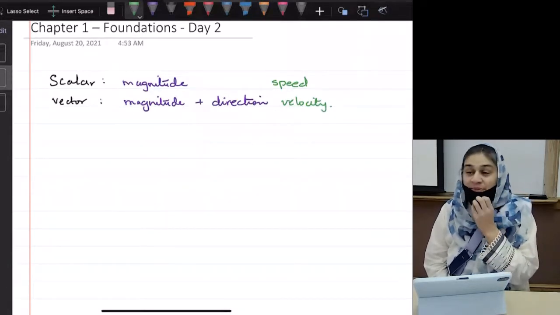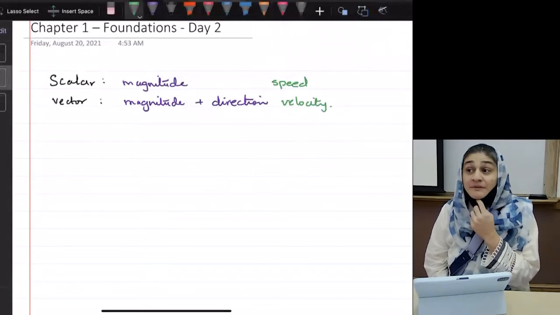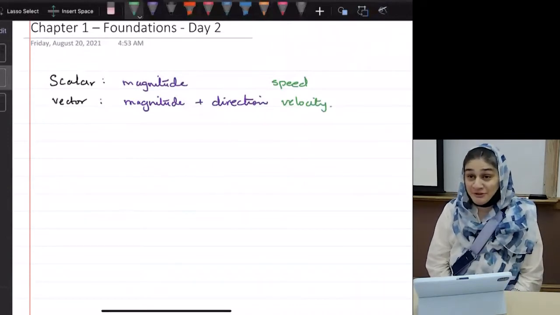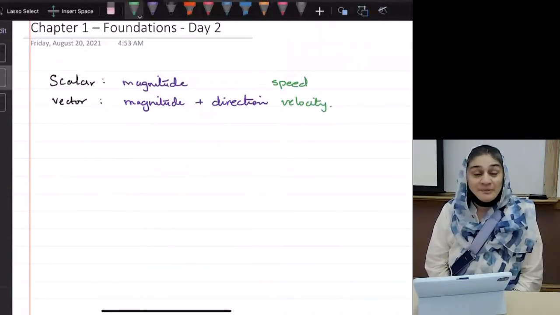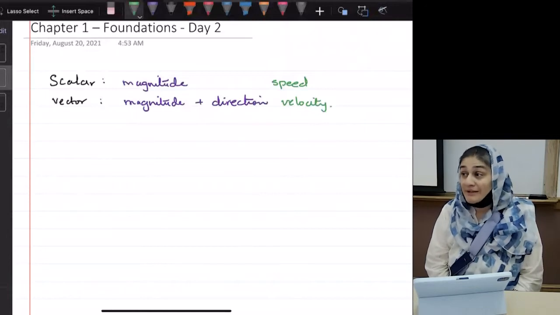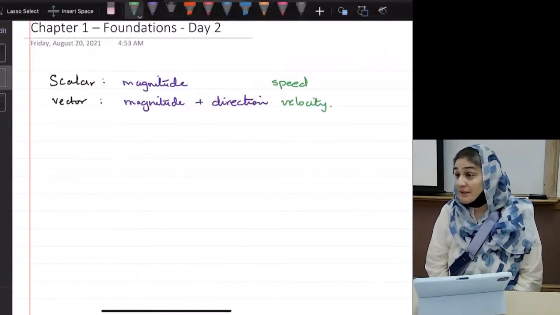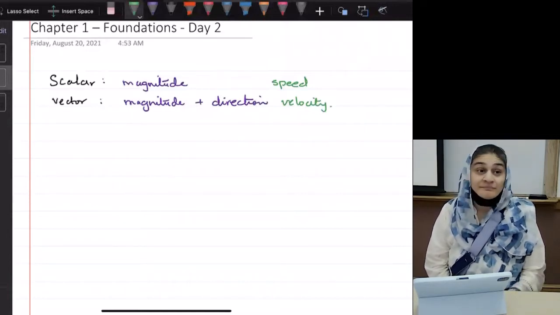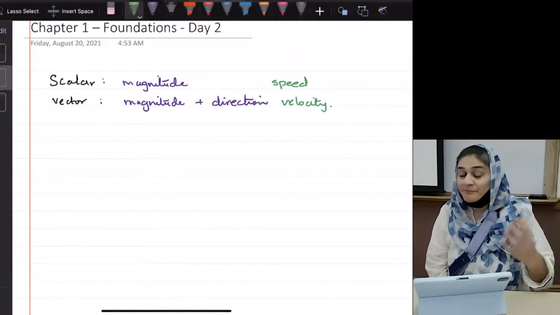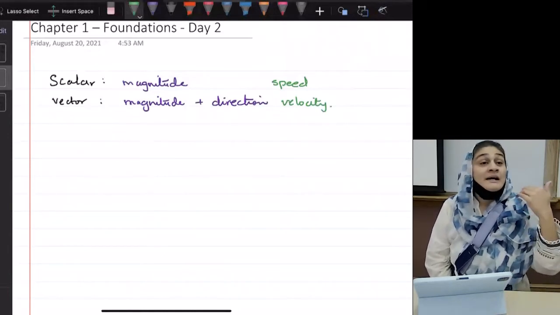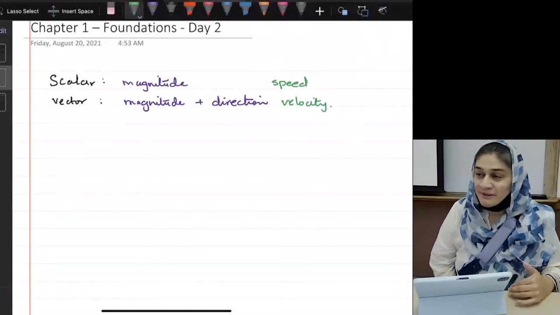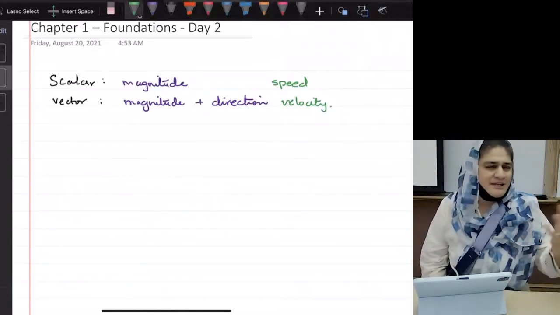Speed is what your speedometer measures. Velocity is what your GPS measures. Because your speedometer does not care whether you're going north, south, east, or west, correct? But your GPS does. Very simple to remember, right? So those are basically it. However, today we will do a little bit of revision on vectors. So scalars are easy, right?